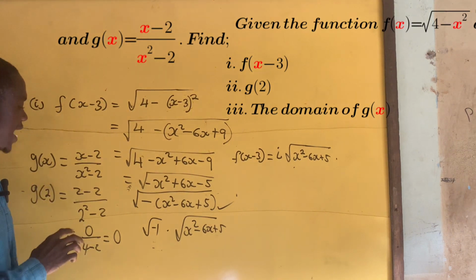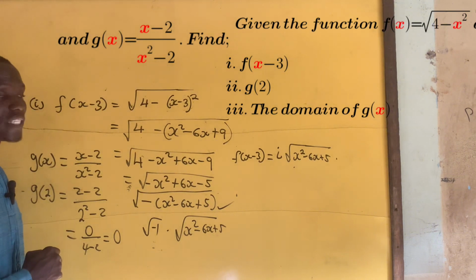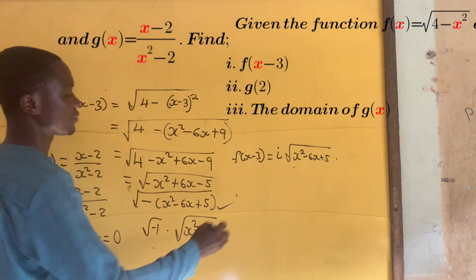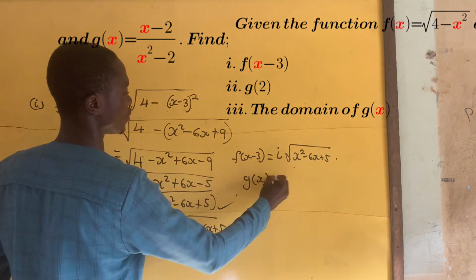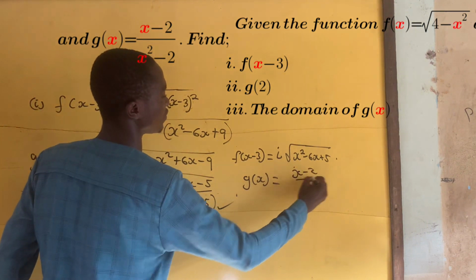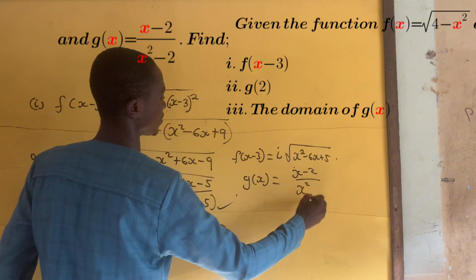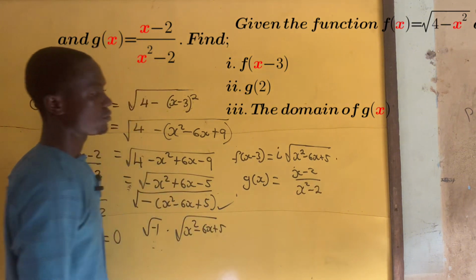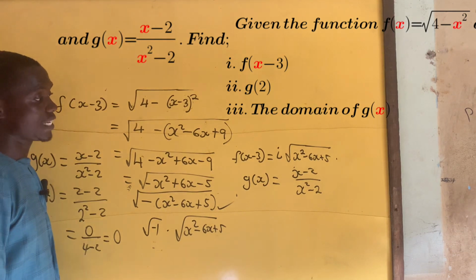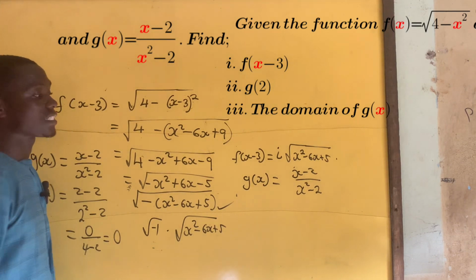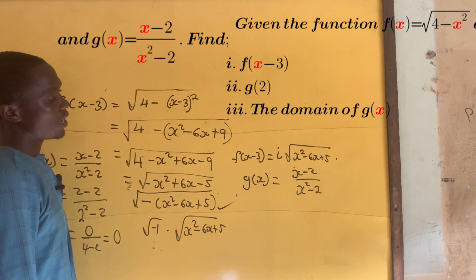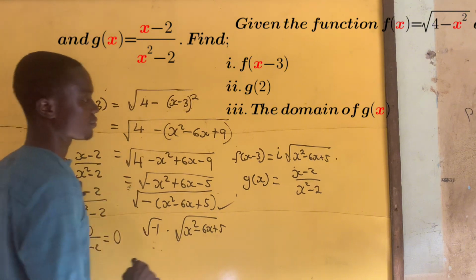Now we have to find the domain of g of x. So we have our g of x to be equal to x minus 2 divided by x squared minus 2. But do you know something? We can simplify this one. Can we simplify this? No, we cannot simplify that because this is not 4. So let's move on.